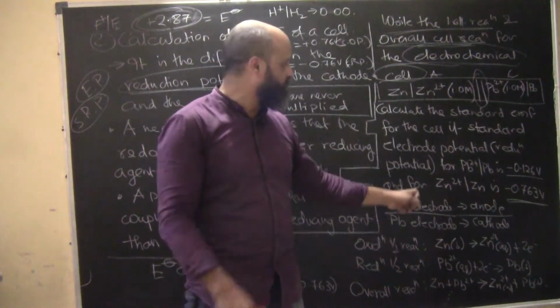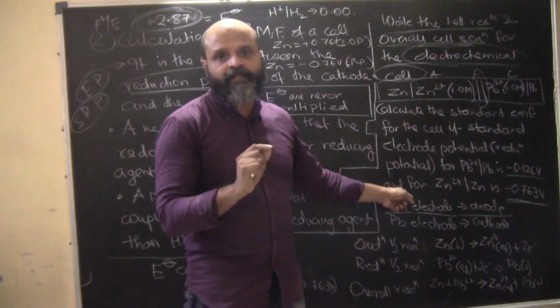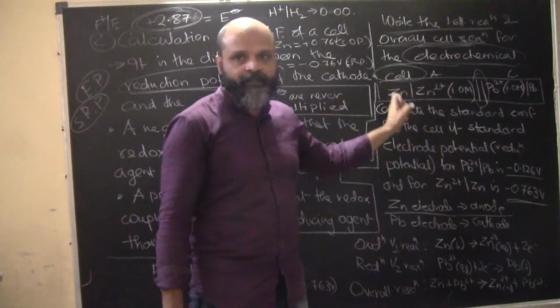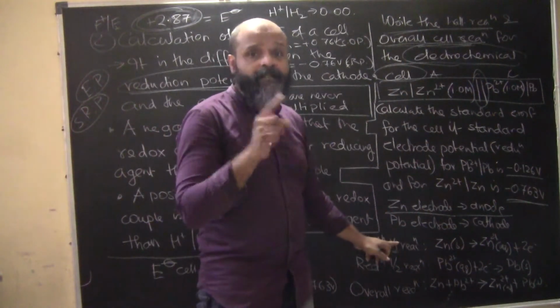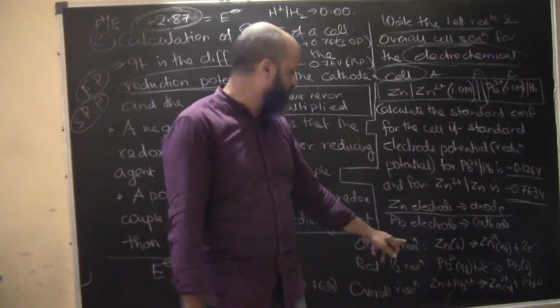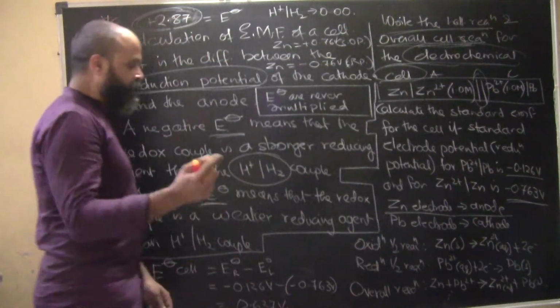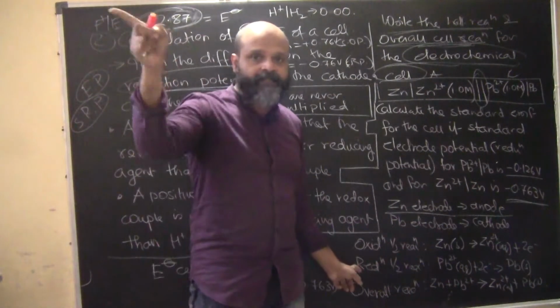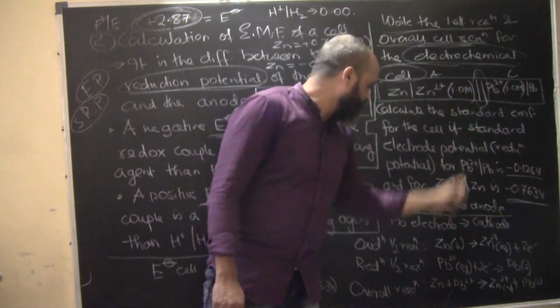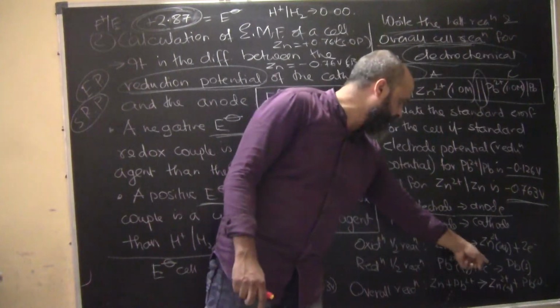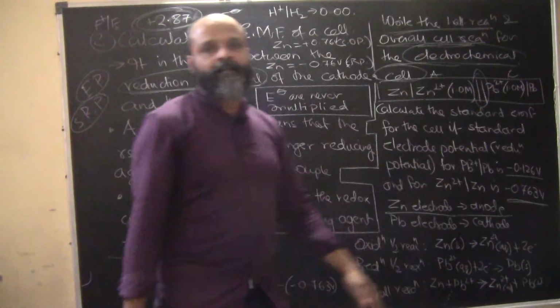Which element is going to undergo oxidation? The one on the left hand side, which is zinc. The one which has a lower electrode potential is going to get oxidized. So Zn(s) is undergoing oxidation by losing its 2 electrons. And what will happen at the reduction side, that is at the cathode side? The lead ions will gain 2 electrons and become lead solid.